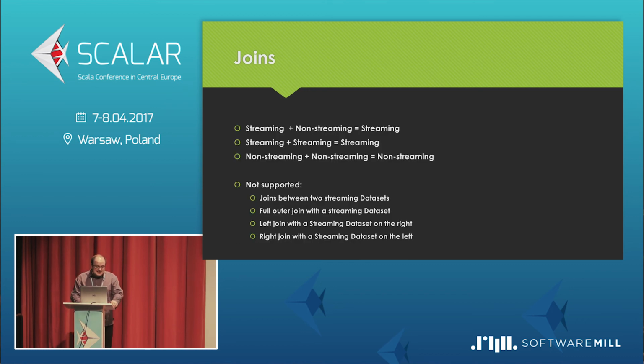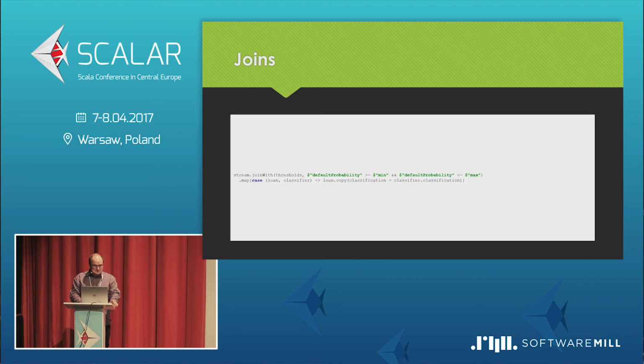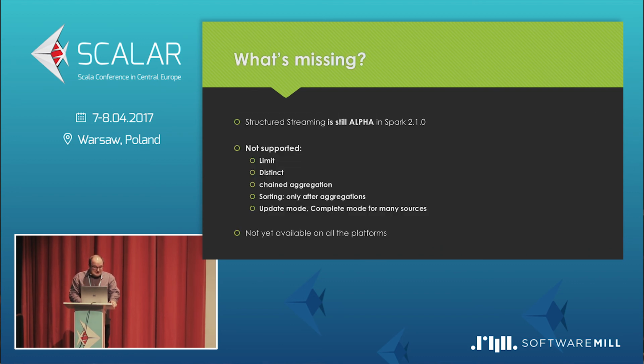But I have to say that not all types of joins are supported. You cannot do full outer joins with streaming datasets. And some left and right joins are also not implemented currently, but they will come in the future. And the other stuff that is missing, as again, this is still alpha, right? It's a prospective framework, but it doesn't have everything in there. You cannot call limit or distinct, you cannot chain aggregations, and you don't have some output modes on streaming datasets yet.